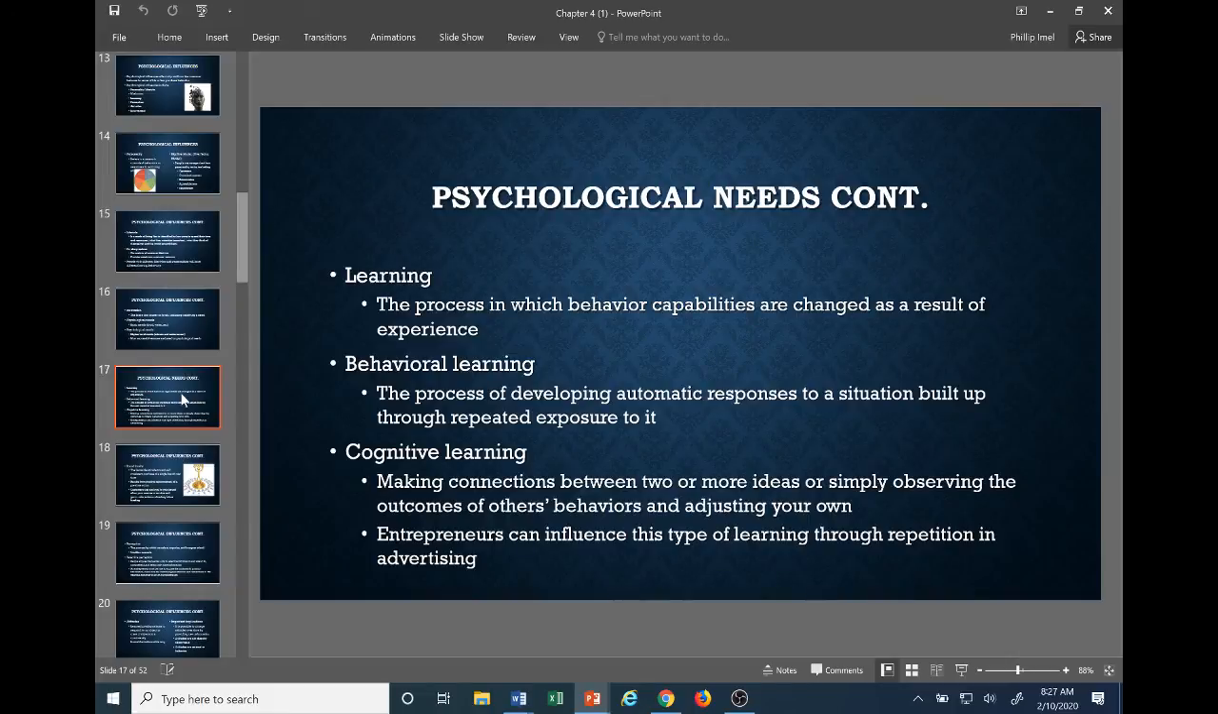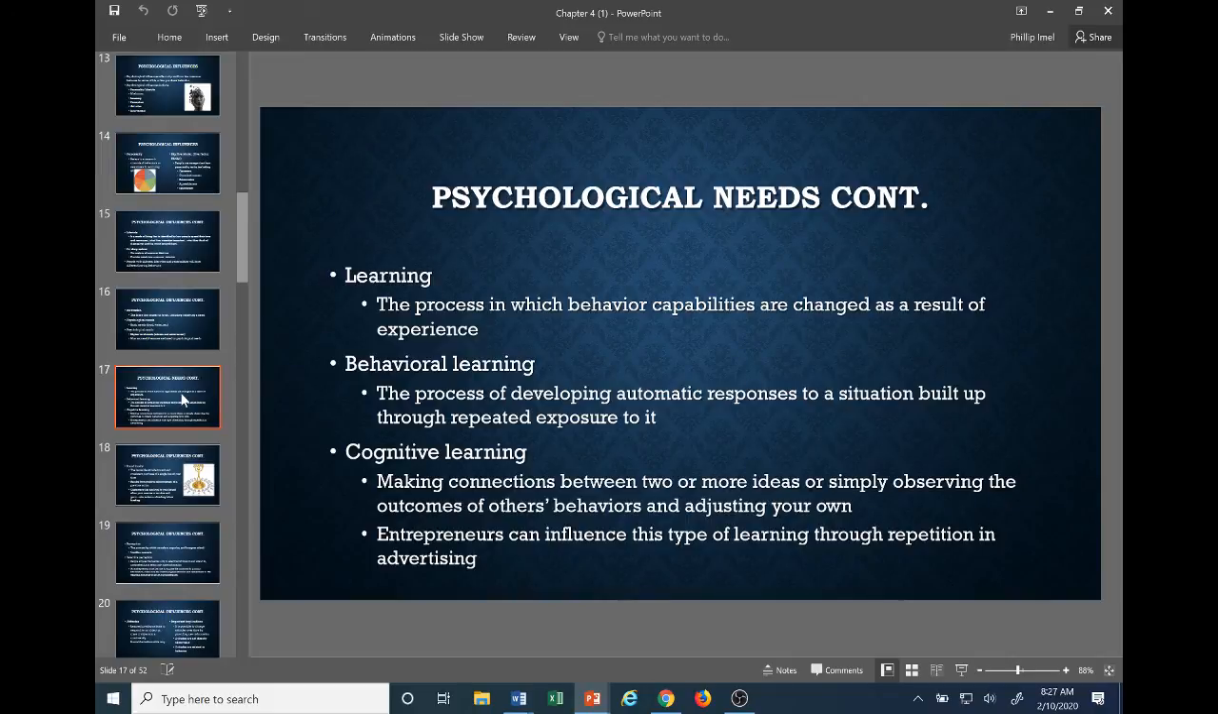Behavioral learning, the process of developing automatic responses to a situation built through repeated exposure to it. So obviously, if we go and touch something and it's hot, we're going to learn real quick that it's hot. So behavioral learning, we learn from our behavior of touching it that it's hot, to stay away. We know if we jump in a pool of water, we're going to get wet. So we learn these things just by developing our responses by coming in contact with them.